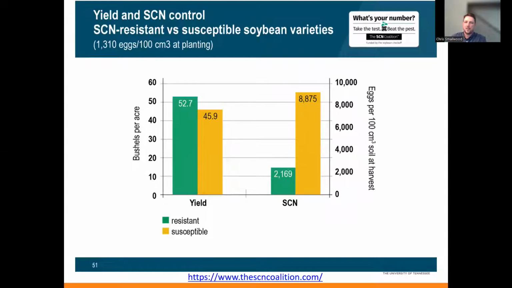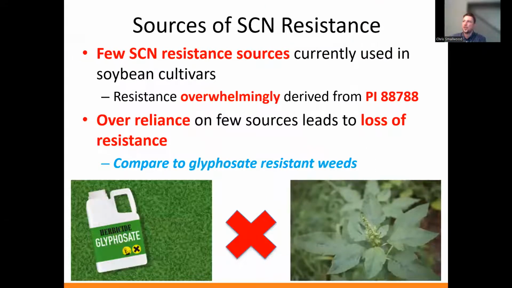And then another consideration with soybean genetic resistance is the ability of the nematodes to reproduce. You can see not only in this example is there a higher yield with the resistant variety, but on the right side, you see that the resistant variety did not allow for the production of nearly as many soybean cyst eggs. And so planting susceptible varieties builds nematode populations over time and makes it more challenging to minimize losses from this. So there are different sources of genetic resistance.